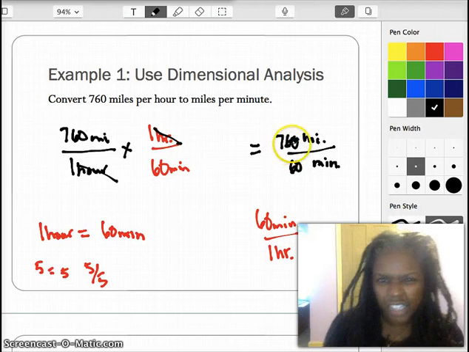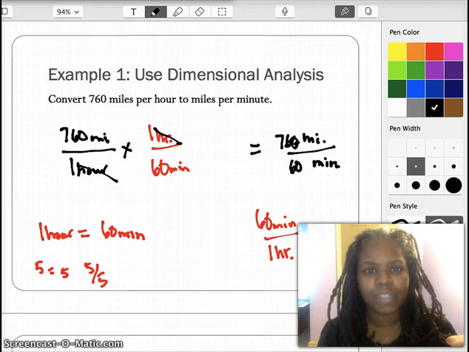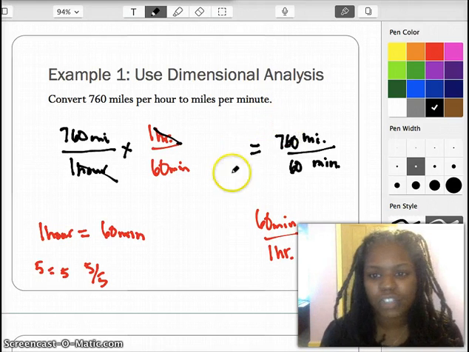I know it seems like I could do this an easy way, but I do want you to do it this long way, because sometimes when the problems get a little bit more challenging, you're going to want to be able to keep track of these conversions. All right, let's finish the problem.